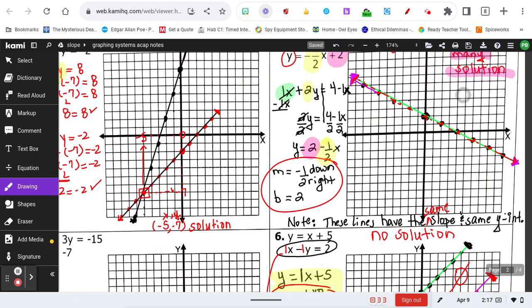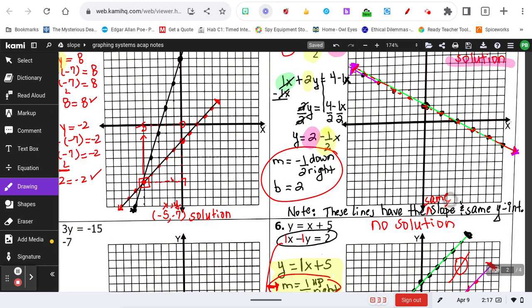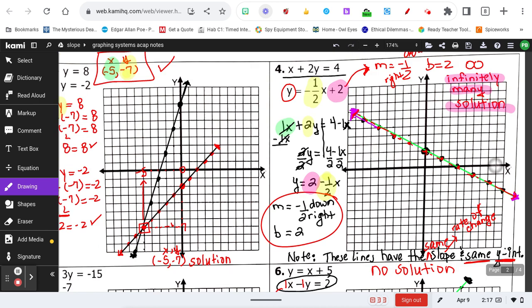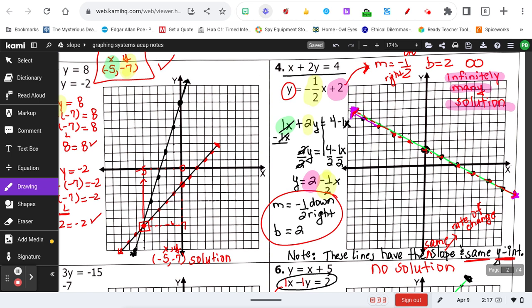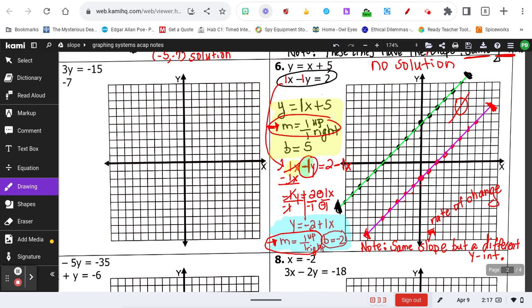However, if your slopes are also what we call rates of change, if your slope or rate of change is the same as well as your y-intercept, then it's infinitely many solutions because they're touching everywhere. It's the same line. And these are just parallel lines. Not the same line, okay? They just run side by side.